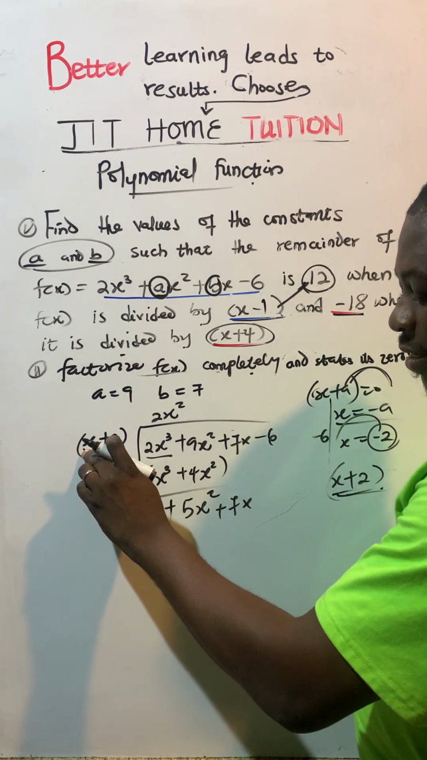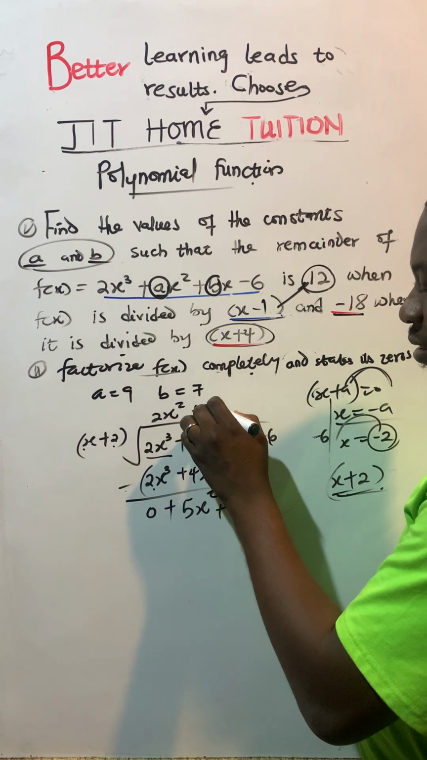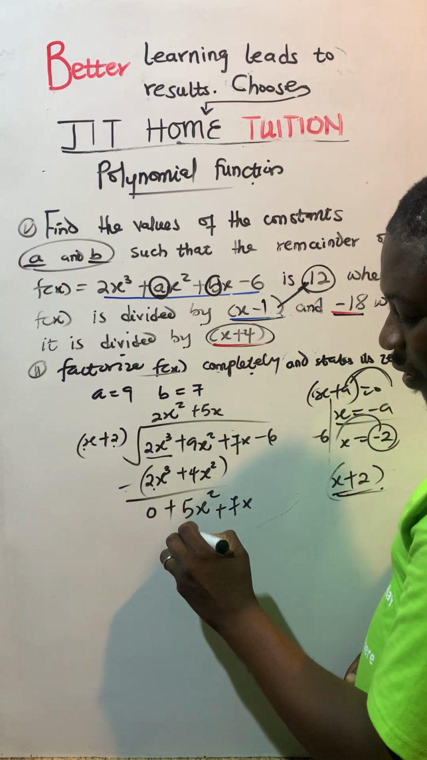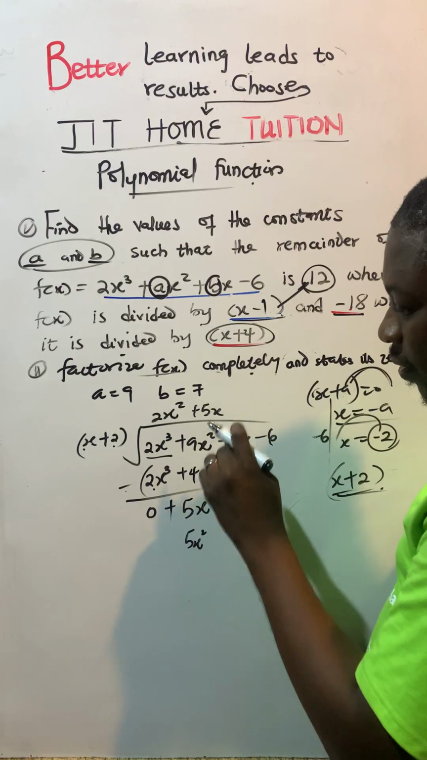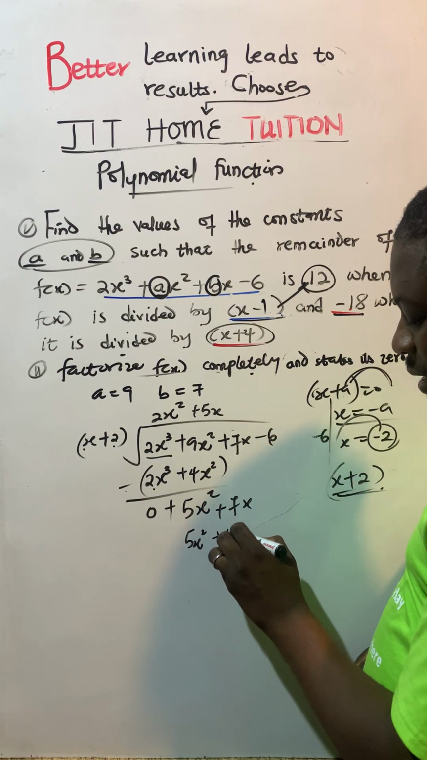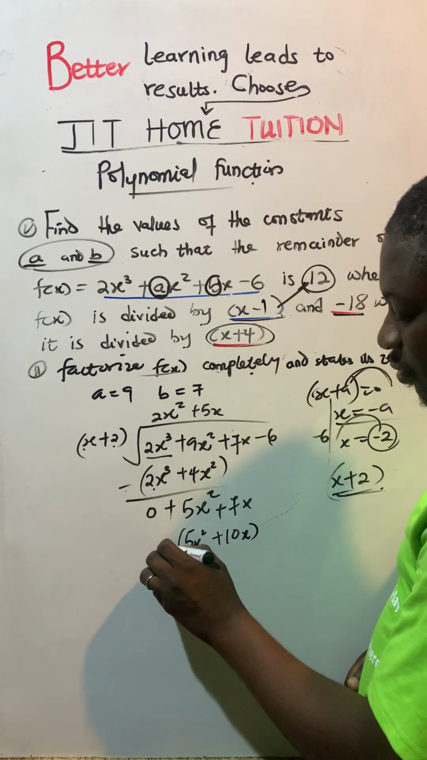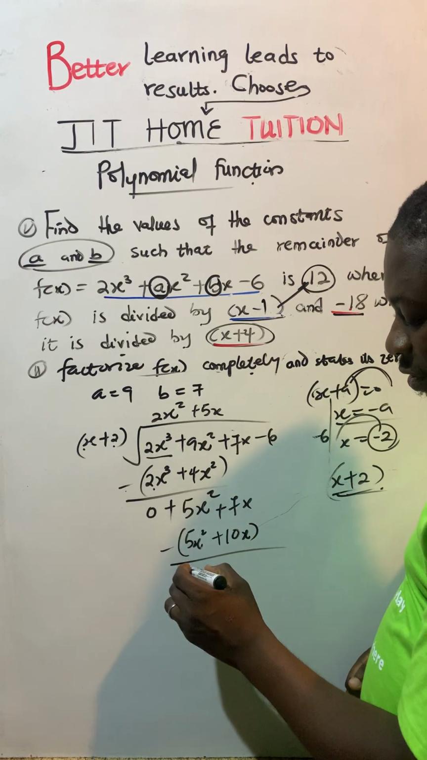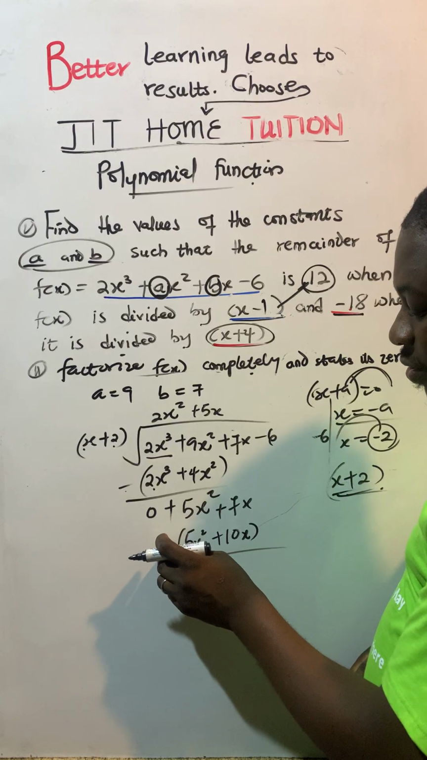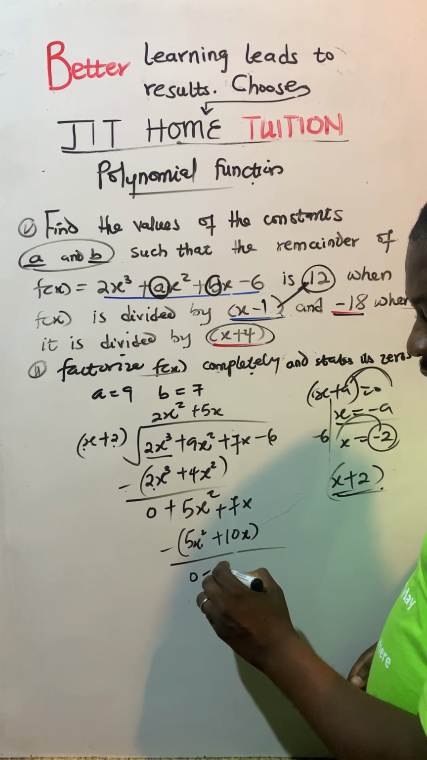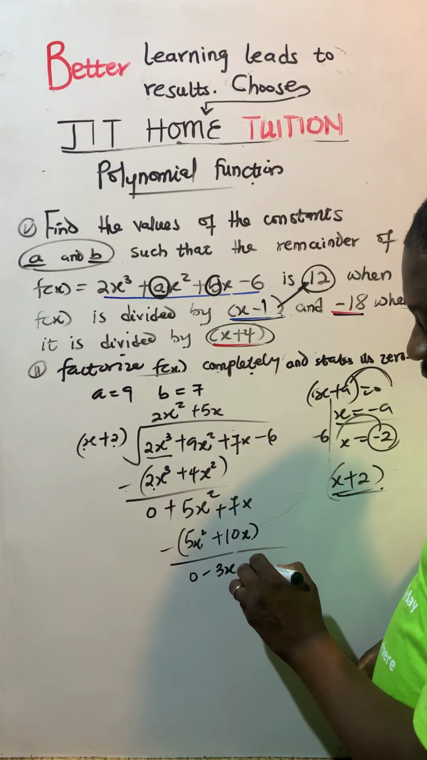Okay, the x will come and divide it, giving you plus 5x. I hope you are following. And to multiply, you have 5x squared. To multiply this, then you have plus 10x. Then you subtract the same thing, negative plus the positive 0. The negative will affect what you have over here, so at the end of the day, it will make it negative 3x. Then you bring the next 6.